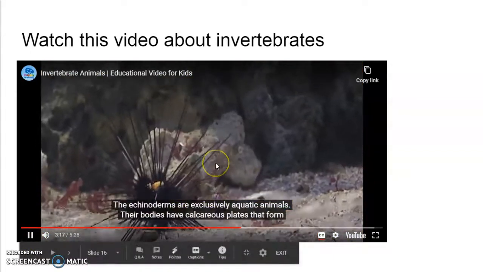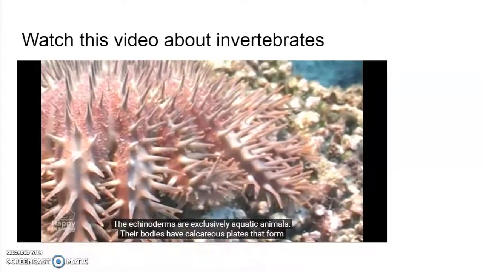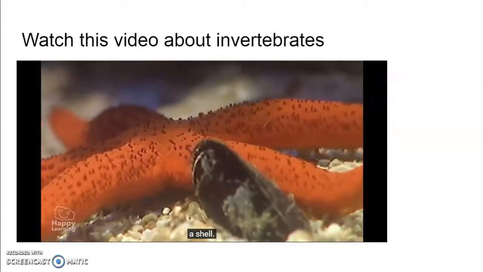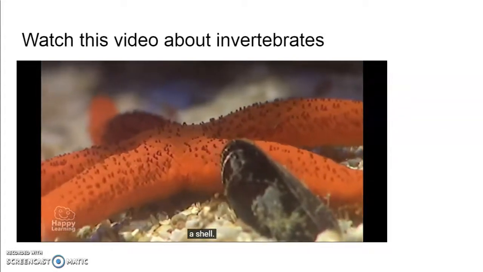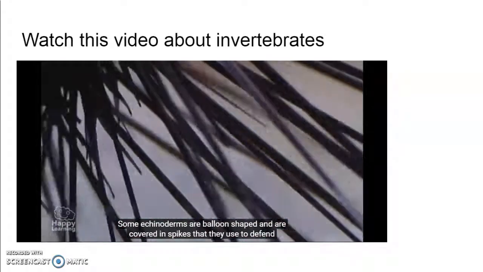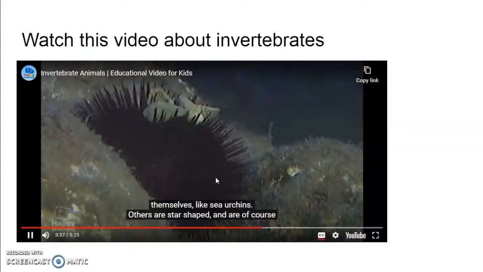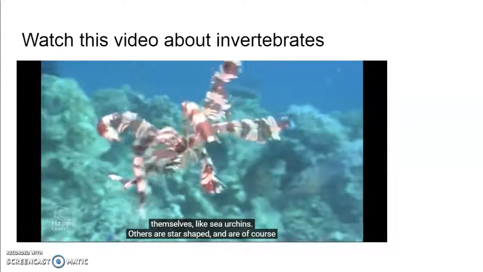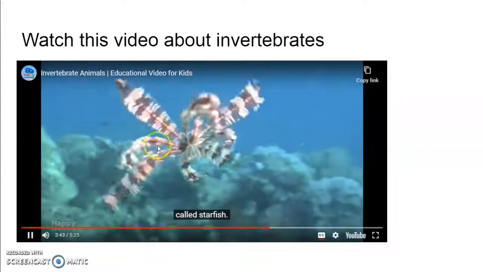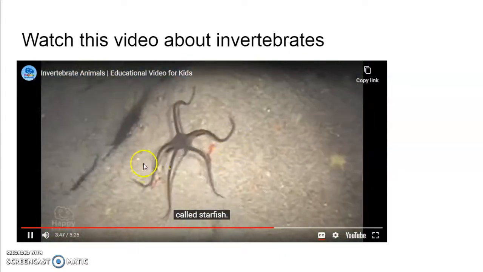The echinoderms are exclusively aquatic animals. Also, these are Their bodies have invertebrates. They live calcareous in the plates that oceans. form a shell. Some echinoderms have a loose shape and are covered in spikes that they use to defend themselves, like sea urchins. Others are star-shaped and are of course Look called at these. starfish. These are starfish. Also, it's an invertebrate.